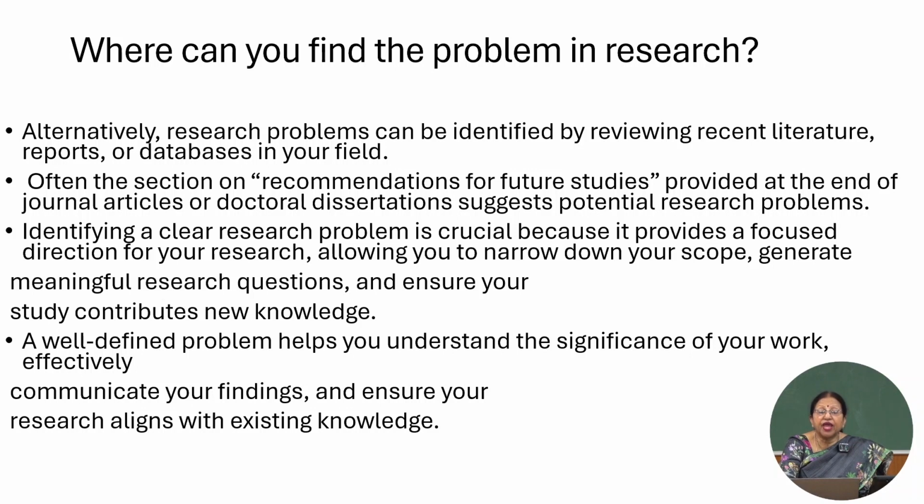Where can you find the problem in research? Alternatively, research problems can be identified by reviewing recent literature, reports, or databases in your field of interest. Often, the section on recommendations for future studies, which comes at the end of any research paper, not all of them mention, but some of them mention, provided at the end of the journal article or doctoral dissertation, suggest potential research problems.